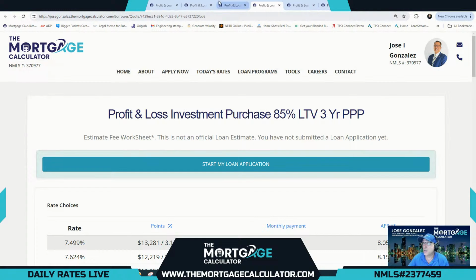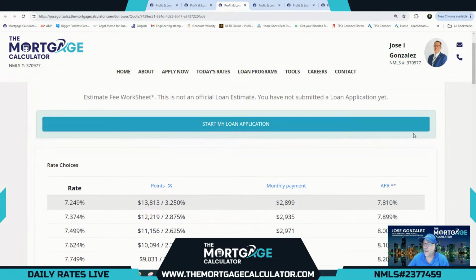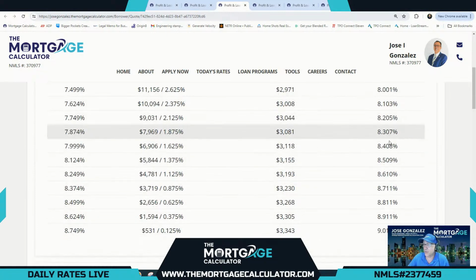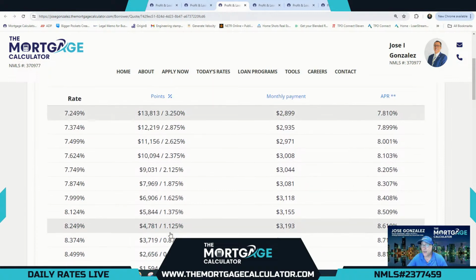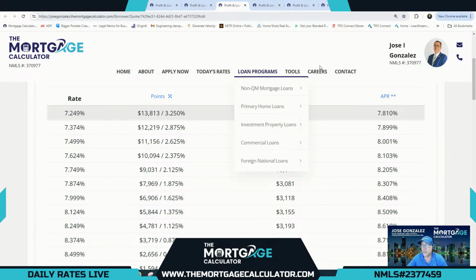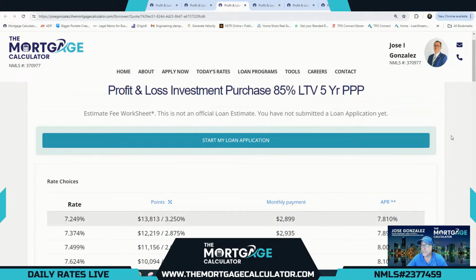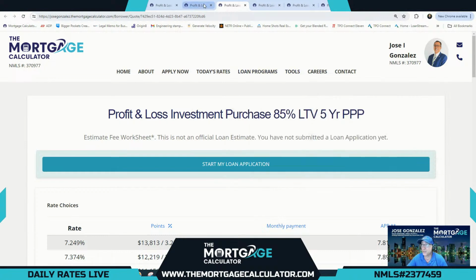So now to show you the 5-year prepay benefit, same deal. This is 85% 3-year. Now 85% 5-year, the rate drops by 0.25%. So now you get 8.749, almost at par. And you can buy that down all the way to 7.249 at a cost of 3.25. And this is for an 85% LTV purchase.